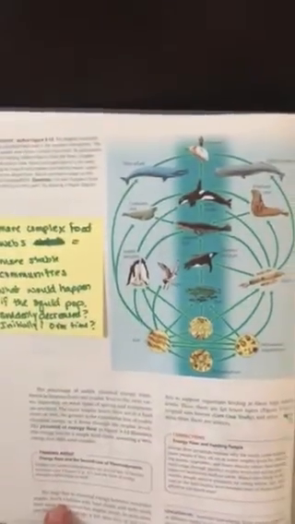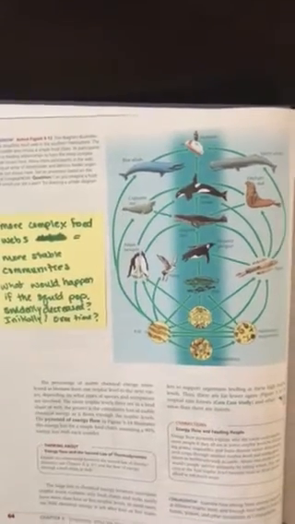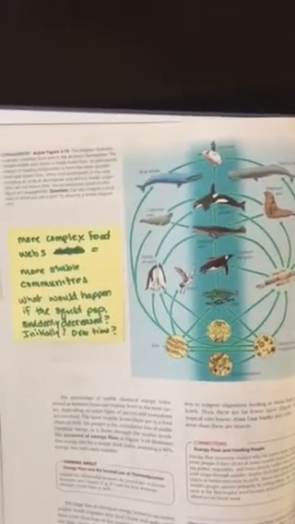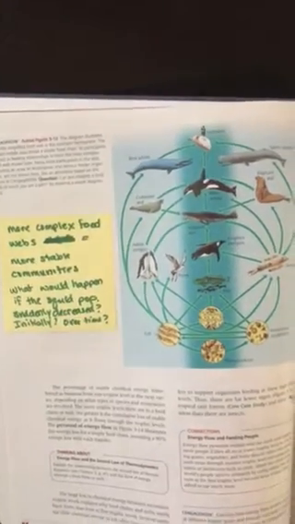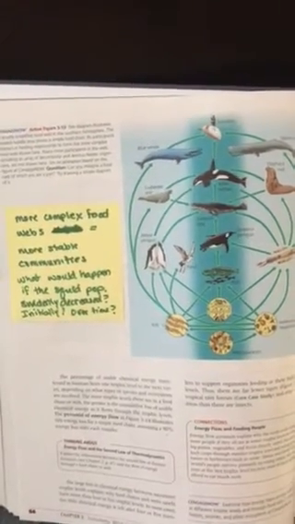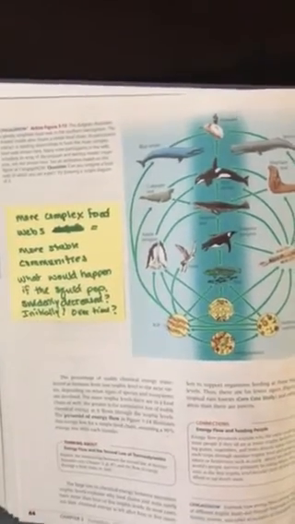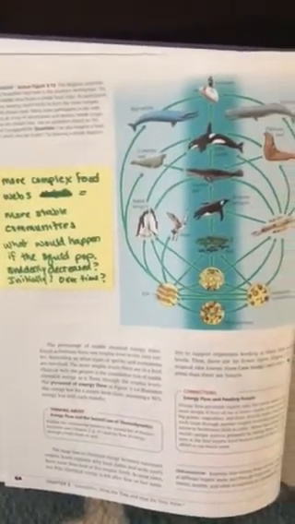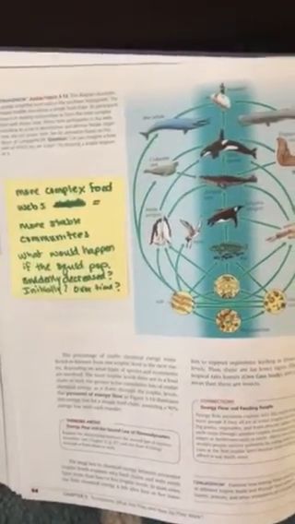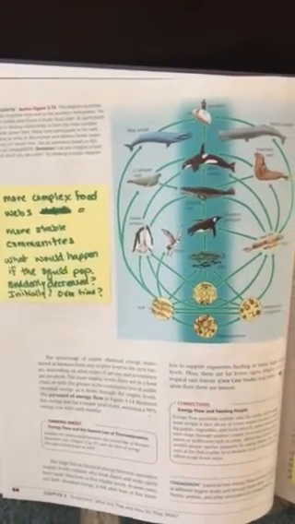So if you look at this food web right here, there's a lot more phytoplankton than killer whales in the ecosystem. More complex food webs equal more stable communities. Very important to keep in mind. Think about those feedback loops, right? The more complicated they are, the less of an effect one change will have. So if we look at this one, what would happen if the squid population were suddenly decreased? Okay, initially there'd be some changes. Over time, though, hopefully it wouldn't be as dramatic.